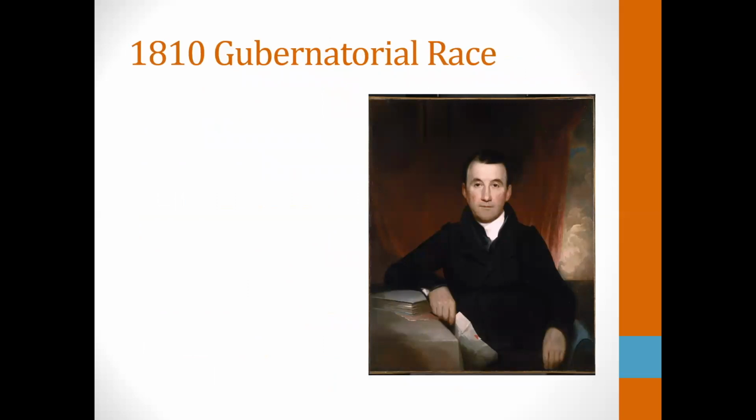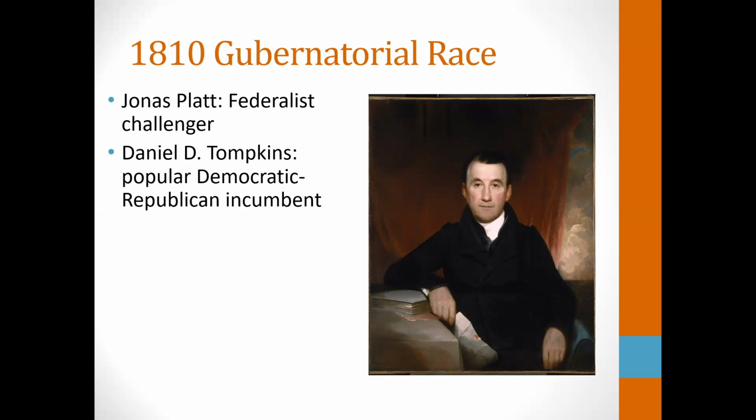This guy right here is Jonas Platt. He's a state senator of the Plattsburgh Platts, if you will. So pretty prominent New Yorker. He is the Federalist challenger for the 1810 election. A Federalist, for context, has not won the gubernatorial race since the early 1790s in New York when John Jay did it. So Platt is a real long shot, especially since he is going to be running against the very popular Daniel D. Tompkins, namesake of Tompkins County, who is this popular Democratic Republican incumbent.